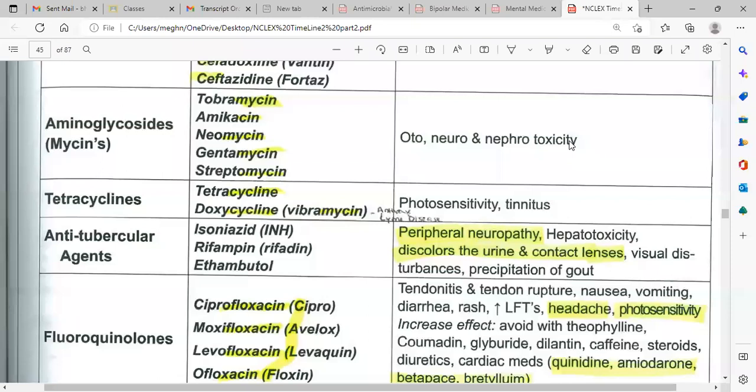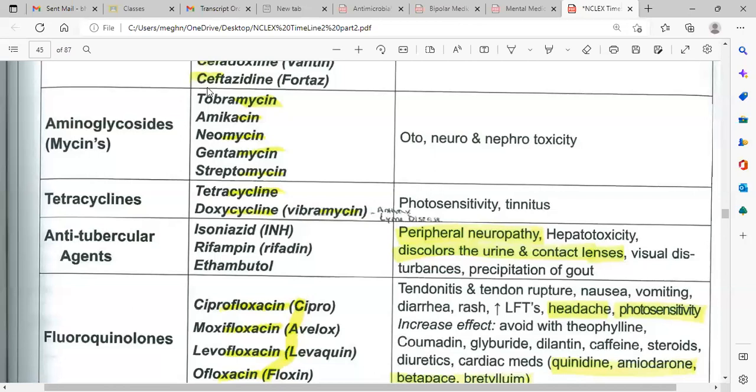Ototoxicity means the patient has an ear problem, and nephrotoxicity means a kidney problem, or kidney cell damage, ear cell damage, or brain cell damage, neurotoxicity. The effect is hearing impairment, but you know how patients tell it. The patient will not say, I have a toxicity, right? The patient will tell you, I have ringing in my ear or dizziness.